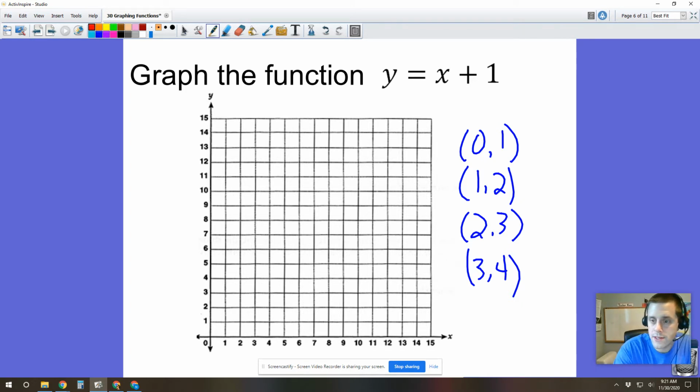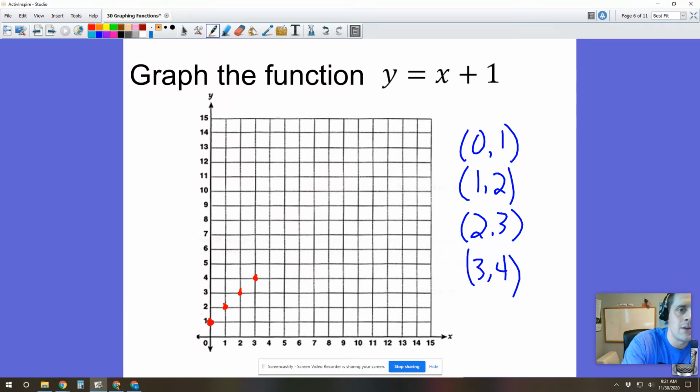All right, so our first point is 0, 1. An x value of 0 means we are going nowhere left or right from the origin, and a y value of 1 means we're going up 1. So I'm plotting a point at 0, 1. Our next ordered pair is 1, 2, which means we go 1 to the right and up 2. 2, 3 means 2 to the right and up 3. And then 3, 4 means 3 to the right and up 4. So there are my 4 ordered pairs plotted.